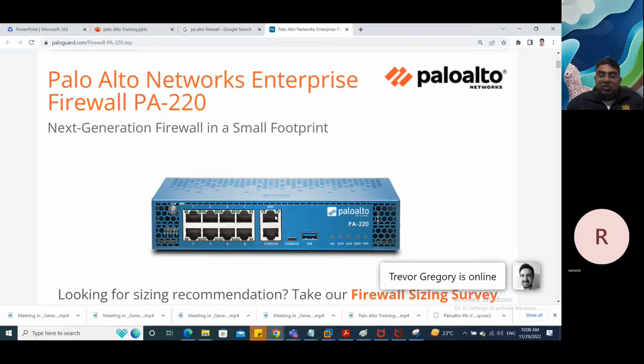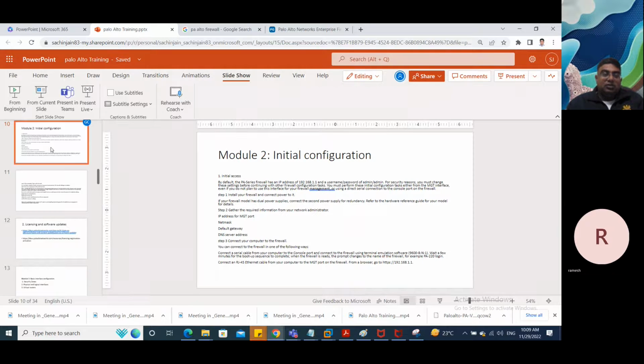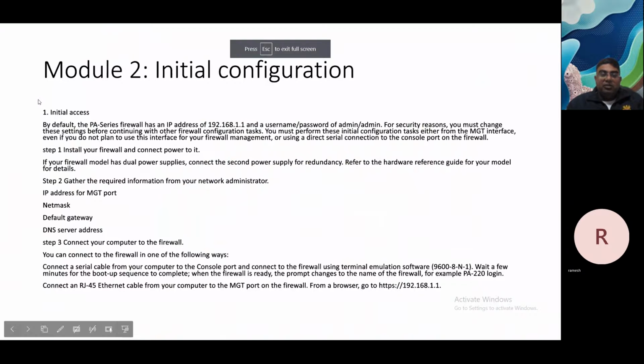Ramesh, are you getting me? Yeah. Okay. So this port has a configuration of 192.168.1.1. Now you can give your laptop IP in the same range or same VLAN, whatever, 192.168.1.2 or 3. And without a gateway, you can access this Palo Alto. And after that, you can change the password. You are getting my point? Yeah. Okay.